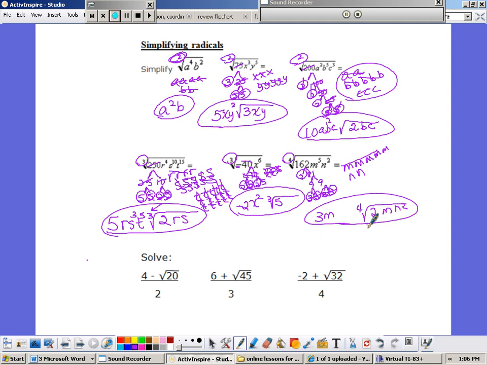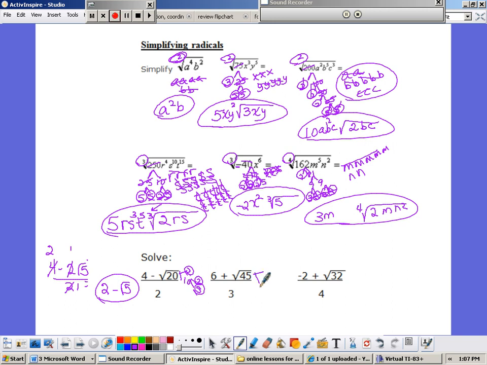Now, every time I see a radical, I have to ask myself, can it break down? So I have a radical of 20, and I have 2 and 10, 2 and 5. I have a pair of 2's, so a 2 can come out. So I have 4 minus 2 square root of 5 over 2. 2 goes into 4 twice, 2 goes into 2 once, 2 goes into 2 once. So 2 minus the square root of 5 is my answer.